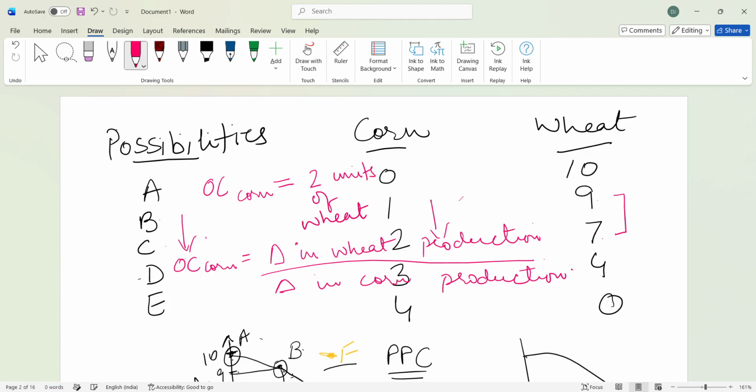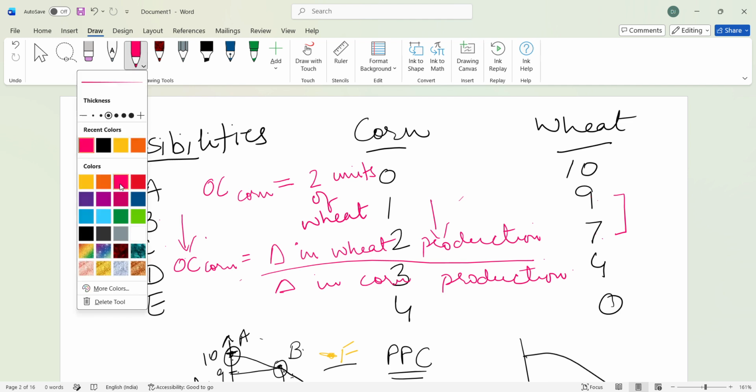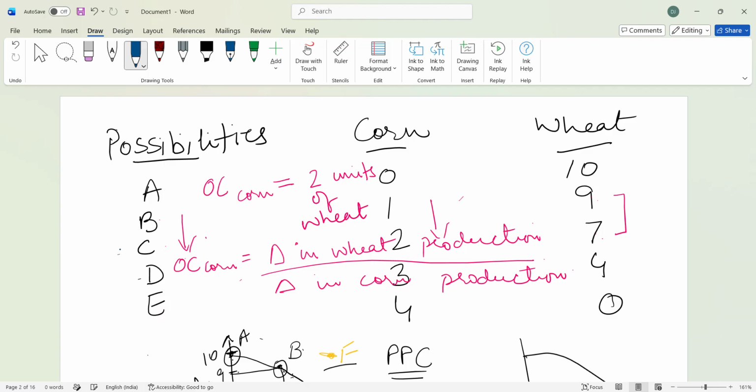I know it's a little messy, but I want to give you the answers along with the table. I don't want to scroll down, so that you understand with the table. So opportunity cost of corn is equal to change in wheat production divided by change in corn production, right? Now, if I ask you, what's the opportunity cost for corn from going from point C to point D?